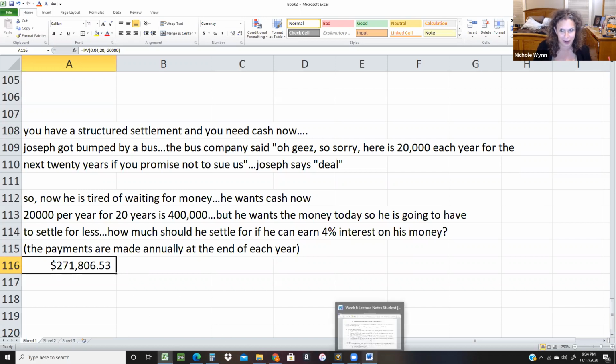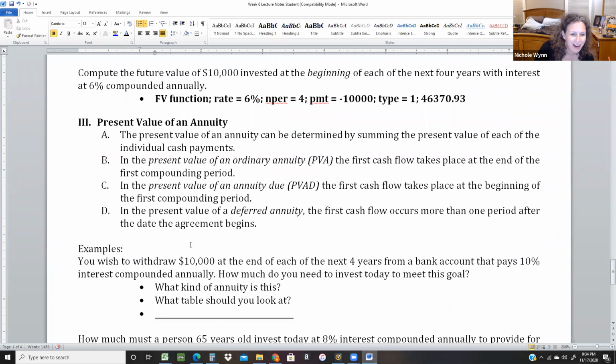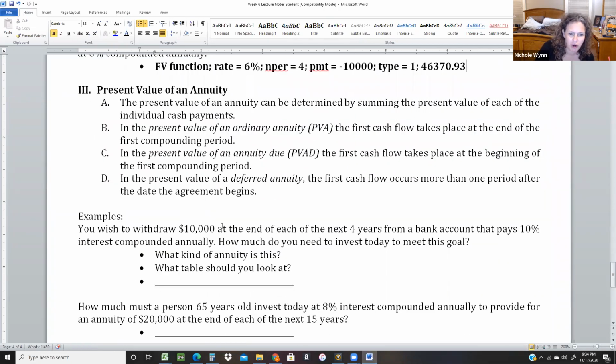Okay, good times. So, okay, so you wish to withdraw 10,000 at the end of each of the next 4 years from a bank account that pays 10% interest. How much do you need to invest today to meet this goal? Okay, so this would be a good example.